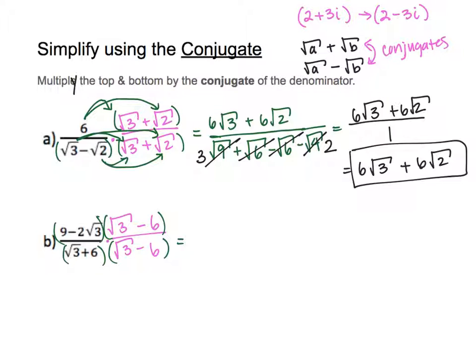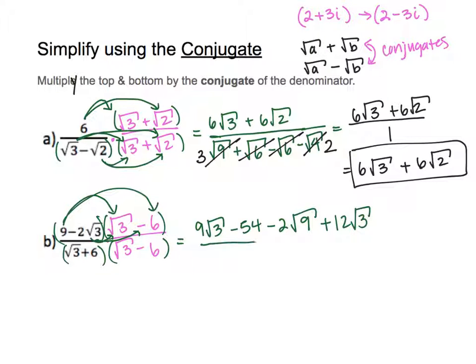So the top part here, we have 9 times the square root of 3, which is 9 square root of 3. 9 times negative 6 is negative 54. Negative 2 square root of 3 times square root of 3 is negative 2 square root of 9. Negative 2 square root of 3 times negative 6 gives me positive, let's see, 12 square root of 3. So that's for my top.